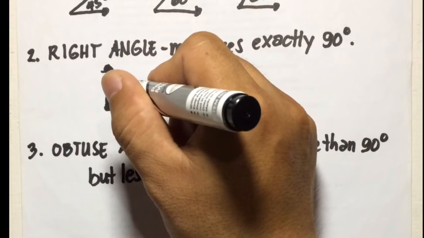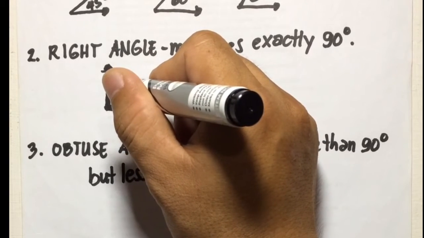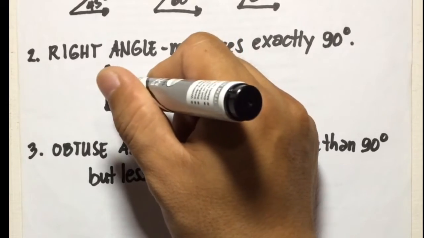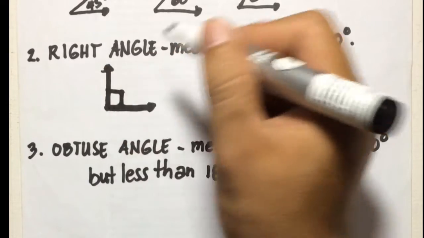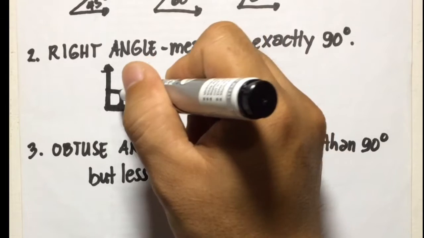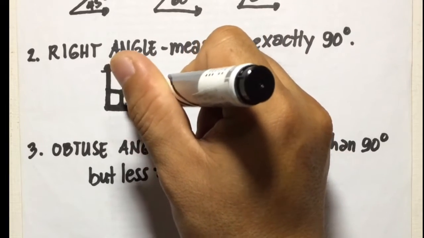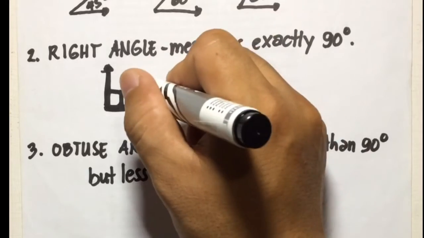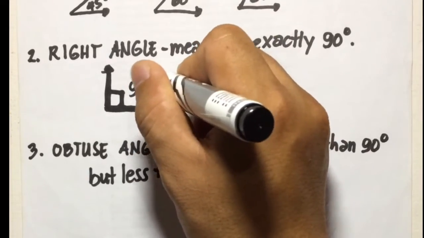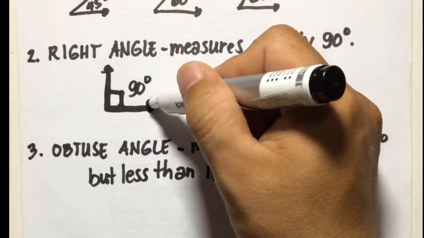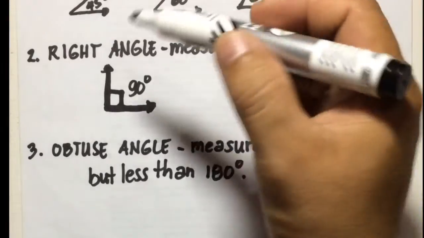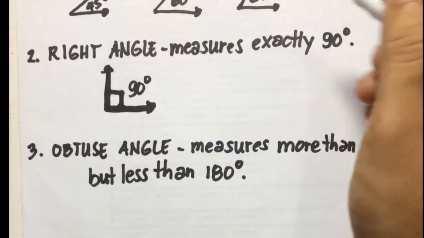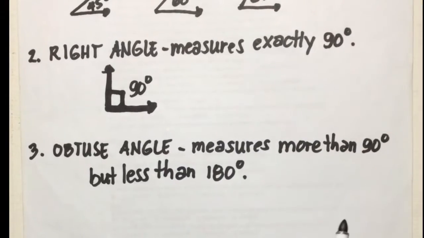So the symbol used for 90 degrees is this symbol here, just like a square at the side. So if you have this symbol, this signifies that the angle that is formed is 90 degrees, or this is a right angle. So again, a right angle measures exactly 90 degrees, nothing more, nothing less.